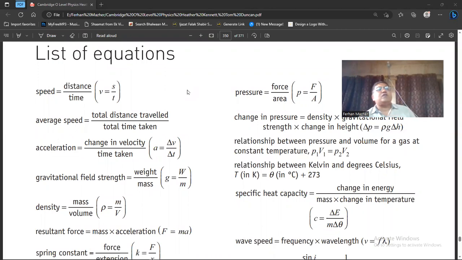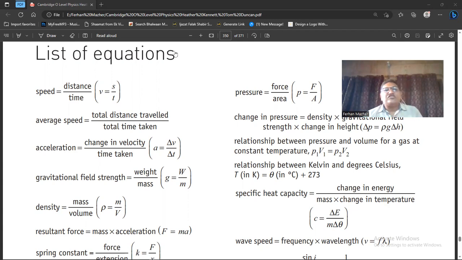The speed is equal to distance divided by time, and we say v is equal to s by t. Average speed means the total distance traveled divided by the total time taken. The acceleration is change in velocity divided by the time taken. It is represented with a, and that is equal to delta v by delta t, where delta v means change in the velocity and delta t means change in the time.